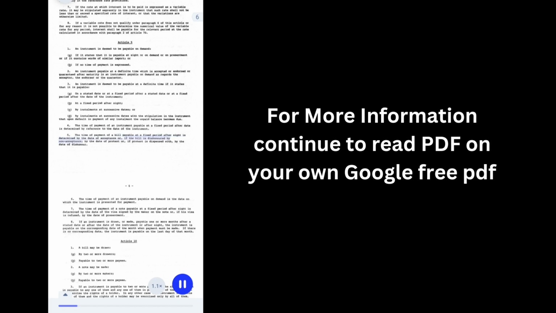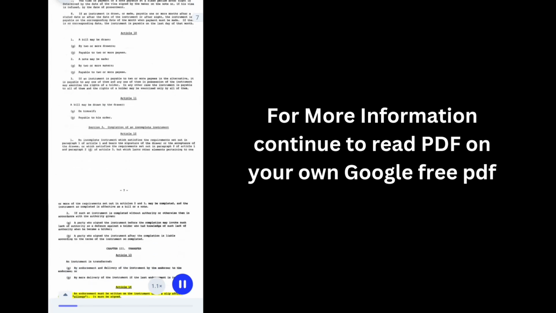If the bill is dishonored by non-acceptance, by the date of protest, or if protest is dispensed with, by the date of dishonor. 6. The time of payment of an instrument payable on demand is the date on which the instrument is presented for payment. 7. The time of payment of a note payable at a fixed period after sight is determined by the date of the visa signed by the maker on the note or, if his visa is refused, by the date of presentment.